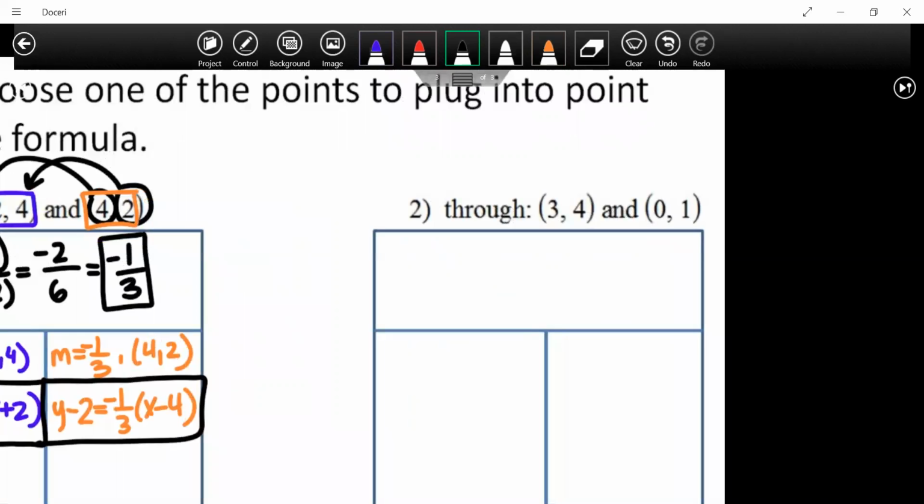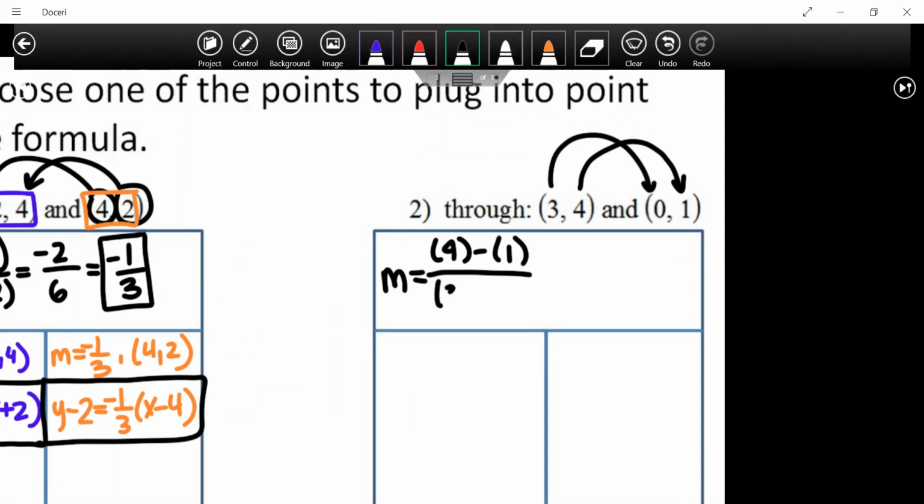I'm going to go the other way just so I can show you. You guys can go whatever way you want. So my y's. I'm going to go 4 minus 1 all over 3 minus 0. So it doesn't matter which way you go on this, as long as you're going in the same direction, you're subtracting them out. So what's 4 minus 1? 3 minus 0. 3 over 3? Uno.